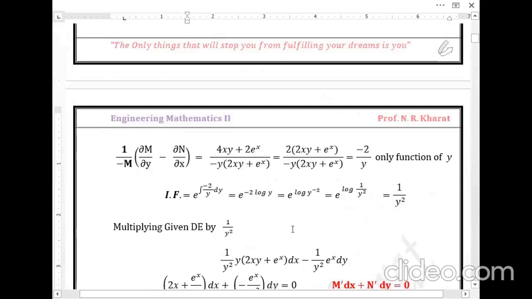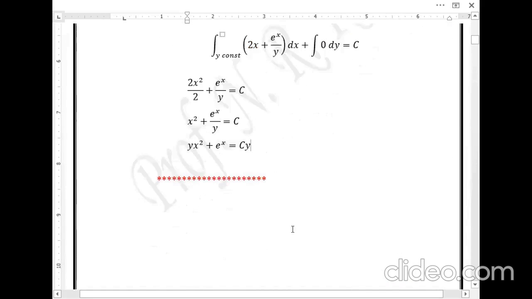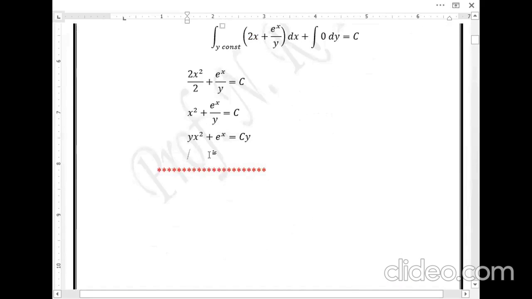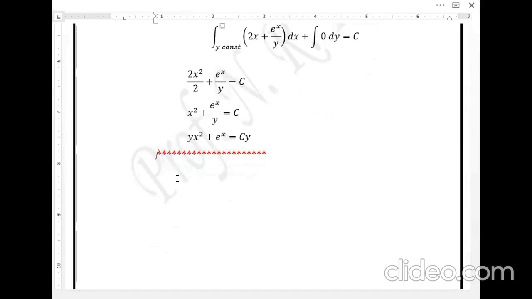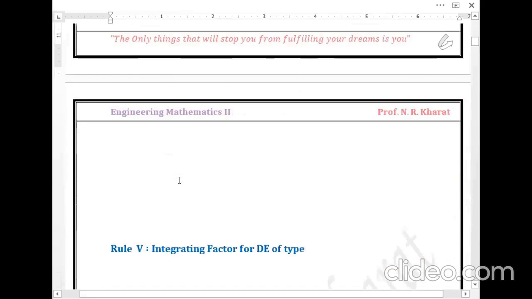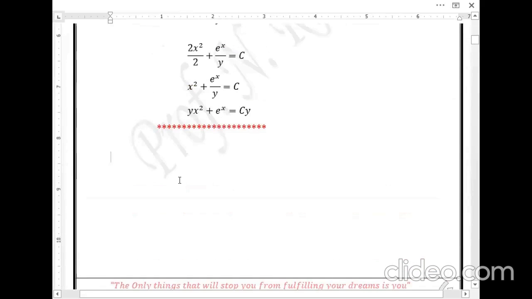In a similar way, we can find the solution of other differential equations by using rule number 1, 2, 3, 4, depending on the type of the differential equation. We will now move forward to rule number 5.